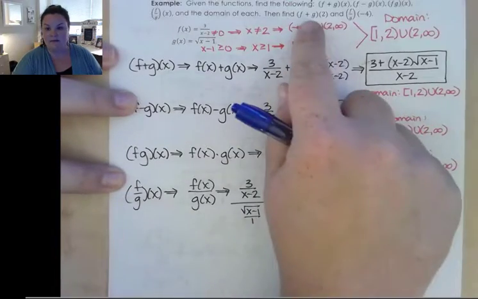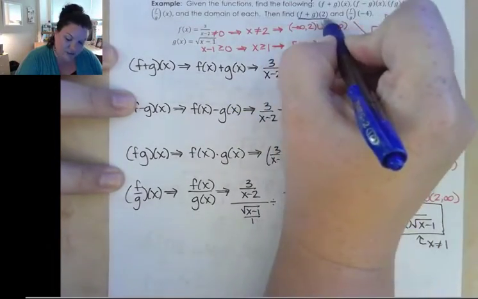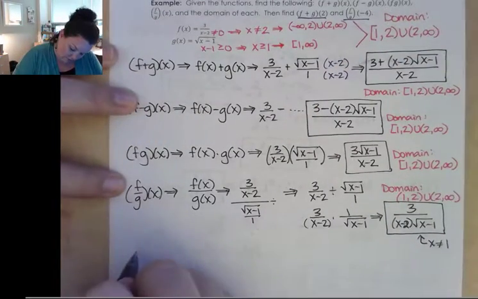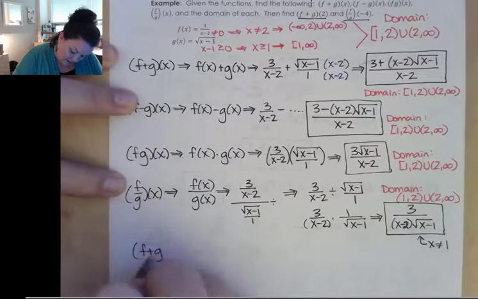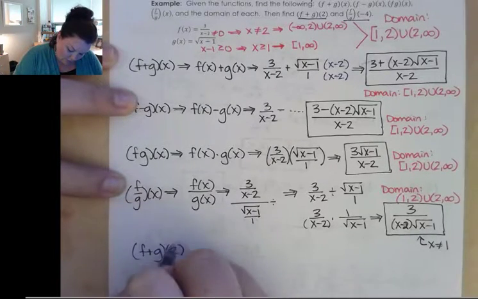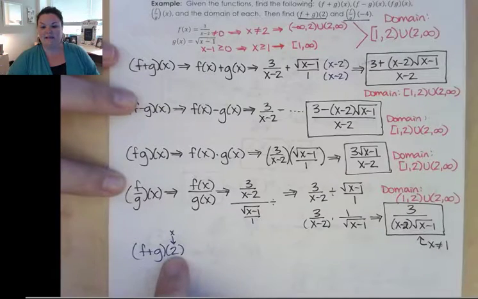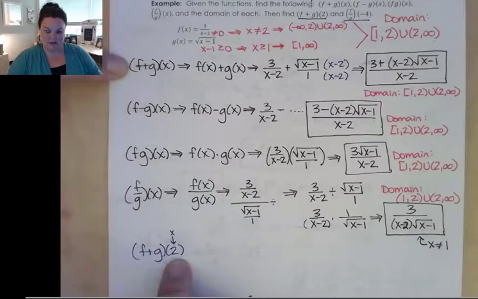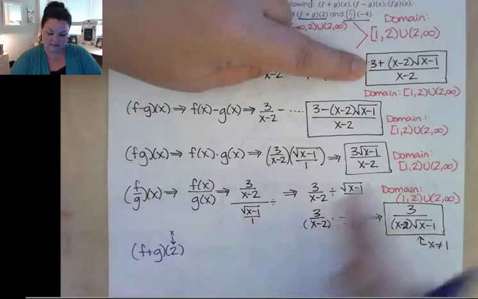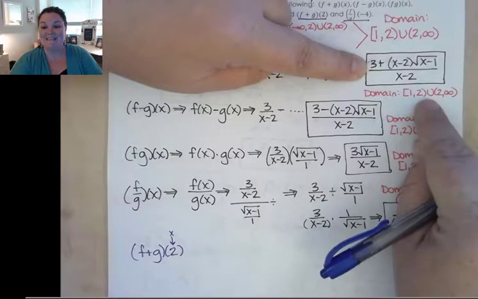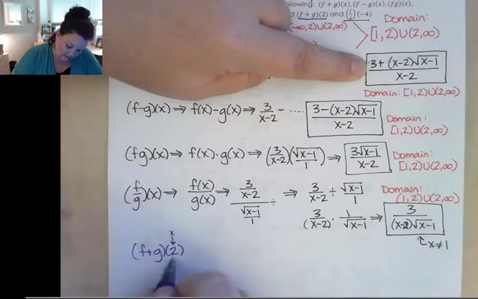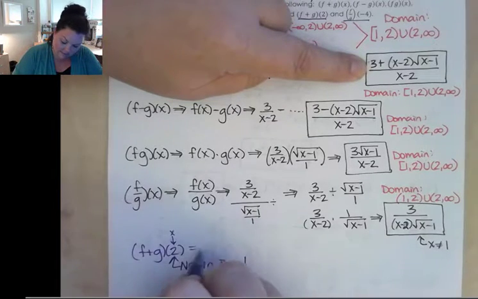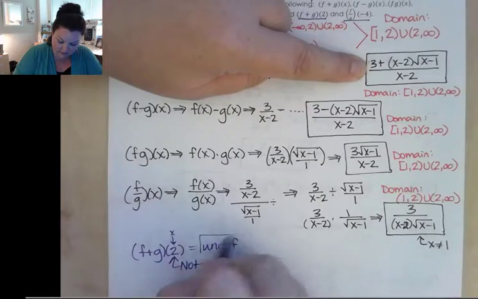So now I want to see about evaluating. I have f plus g evaluated at 2 and f over g evaluated at -4. So I'm going to go ahead and put my f plus g evaluated at 2. So I need to check my x value and make sure that it's okay to plug that in. So this is my sum function. So I go up here to my sum function. This is my domain. My domain says it cannot equal 2. So this is not in the domain. So that means that my answer would be undefined.